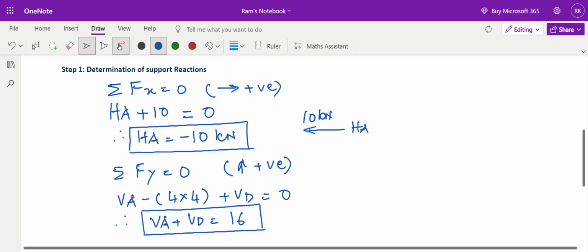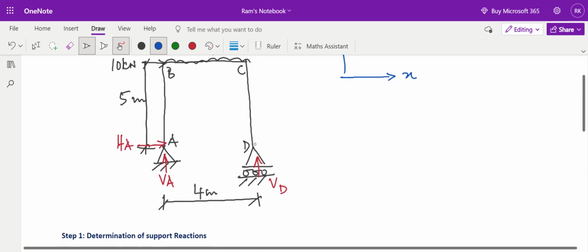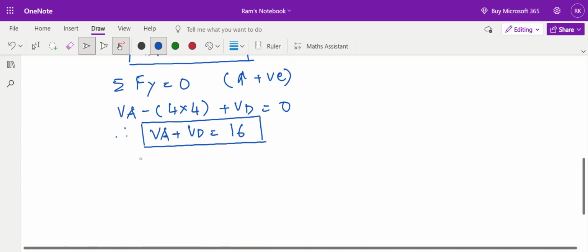I still need to find out the value of VA and VD. I have not got these two separate values. Now I will apply the third equation. Third equation of equilibrium for two dimension is summation of moment acting at any joint A is equal to 0. My sign convention is I will take clockwise moments as positive.